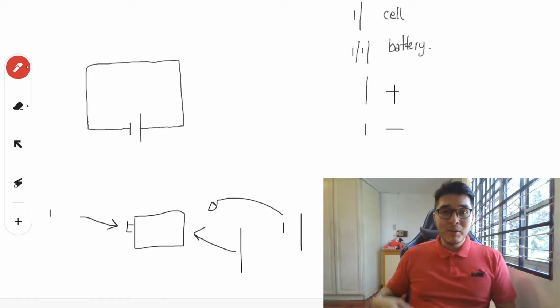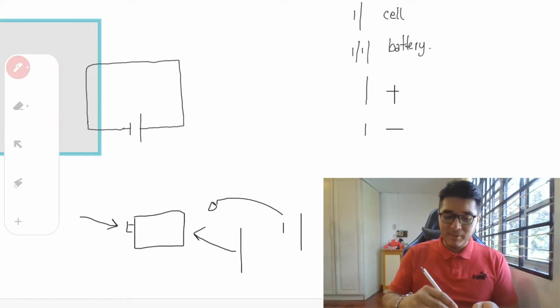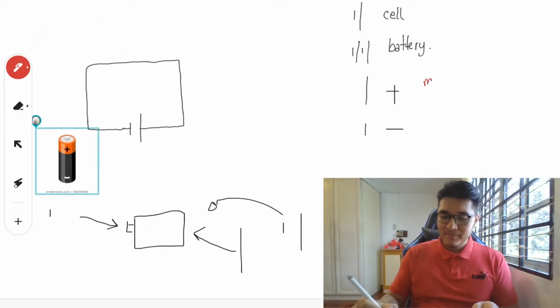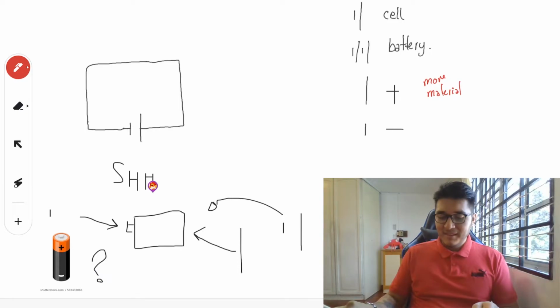Okay, so now you're going to hear your physics teacher's very clever way of remembering it. To make a plus sign, you need more material than a negative sign. So that's why the longer one is longer, because it needs more material to make the positive sign. So we should be negative because it takes less effort.